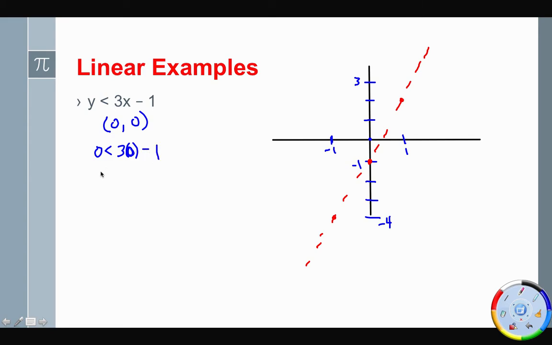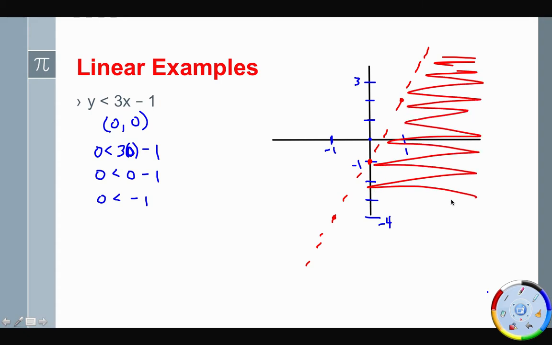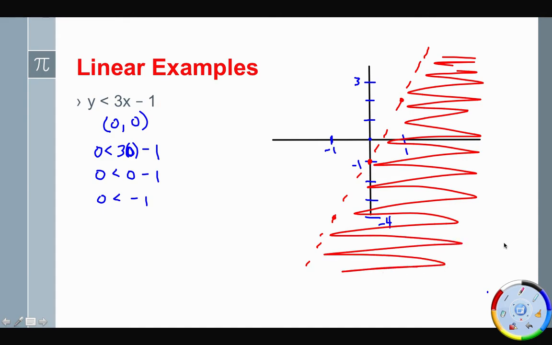And I need to see, is this true? So I have 0 is less than 0 minus 1. So 0 less than -1. So I ask myself, is 0 less than -1? I know that is false. And since the origin, the 0, 0, is on the left side of the line, and it's false, I need to shade the right side of the line. And there we have our graph. Every coordinate that is in this shaded region is a solution.